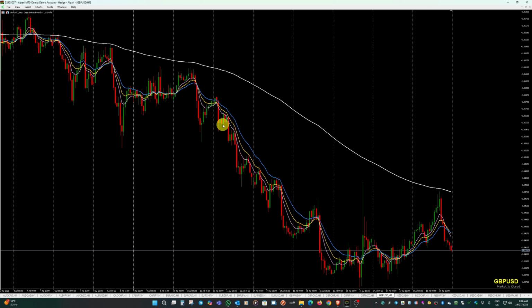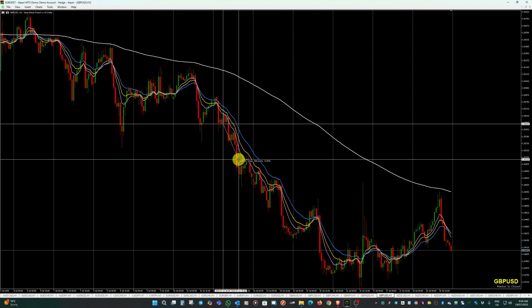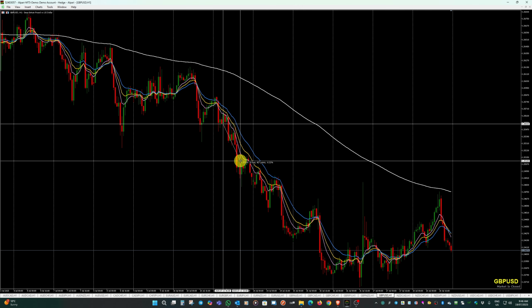Normally I'll go for something like a 1.5, so in this case we would have had like 30 pip stop loss and a 45 pip target, so we would have actually reached that one on the same day.